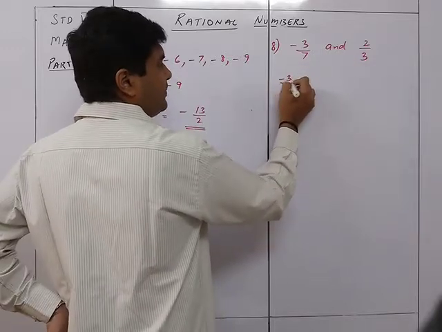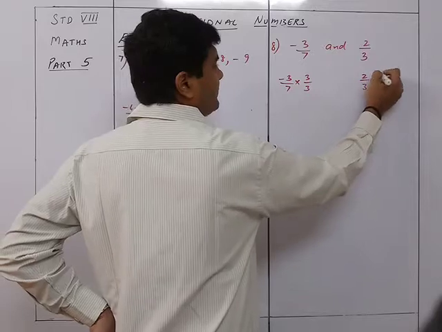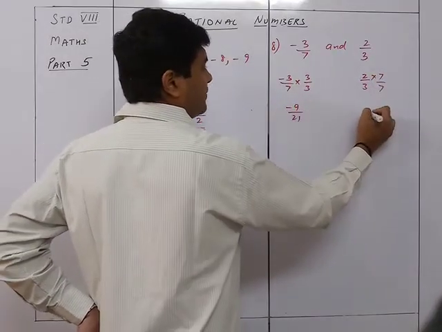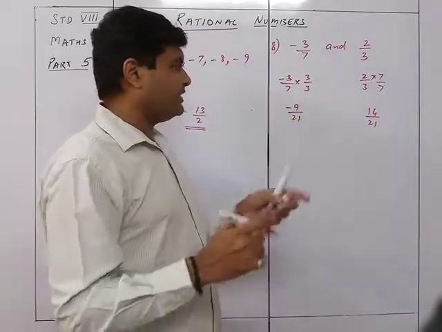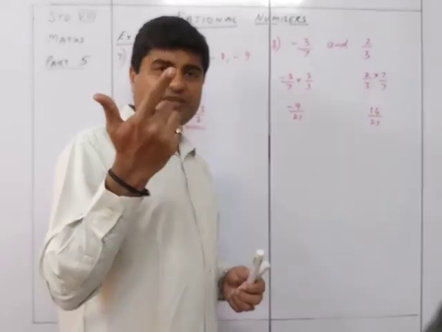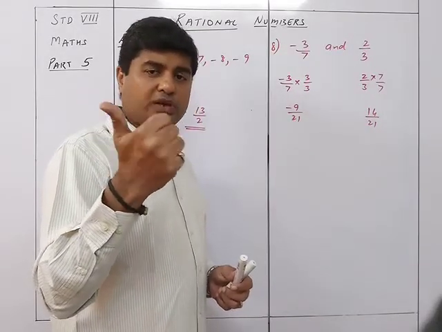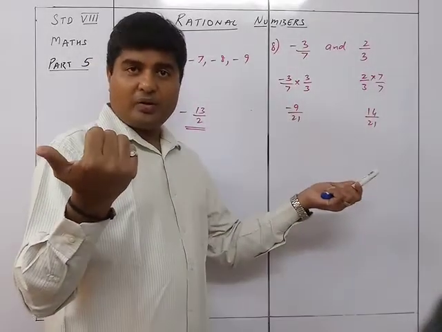So it's minus 3 upon 7 into 3 into 3, and there is 2 upon 3 into 7 into 7. So this gives you minus 9 upon 21, and this is nothing but 14 upon 21. You can see you want 20 numbers in between. So if I start from here, I got minus 8, minus 7, minus 6, minus 5, minus 4, minus 3, minus 2, minus 1, 0, 1, 2, 3, 4, 5, 6, 7, 8, 9, 10, 11, 12. Yeah, 20 are there in between.